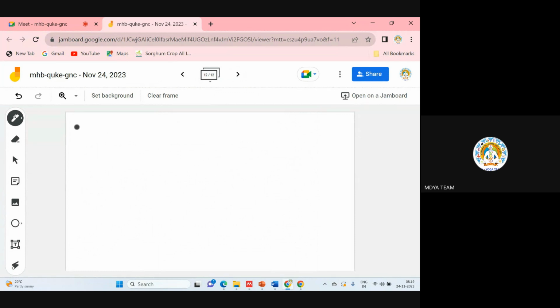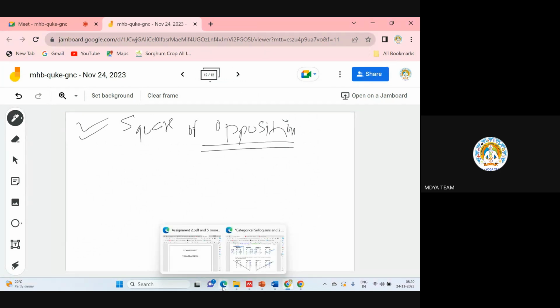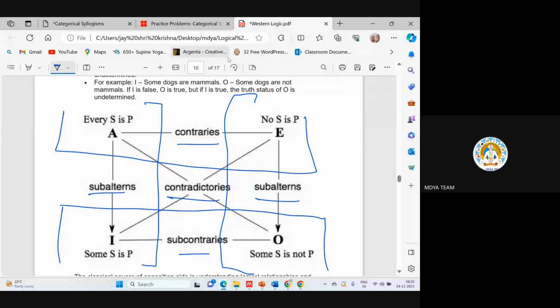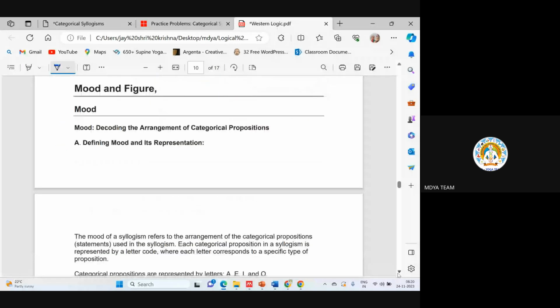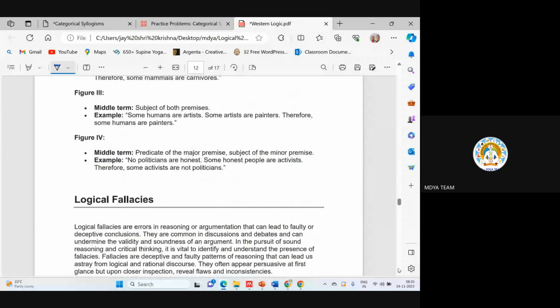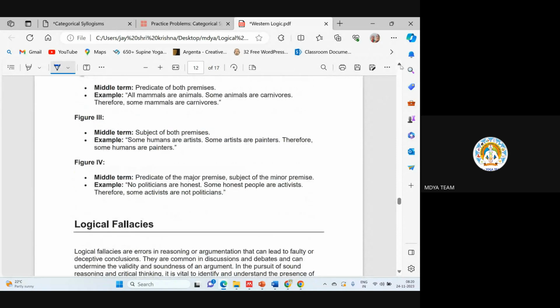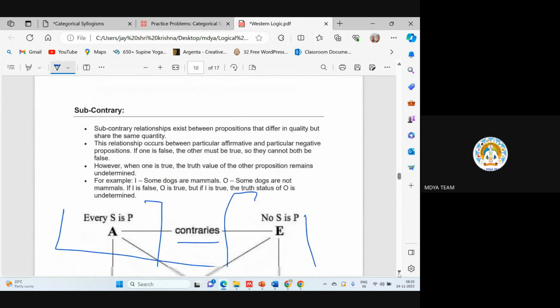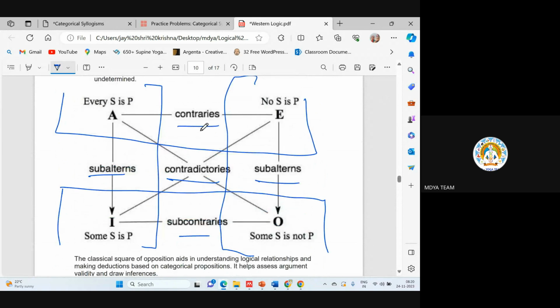Okay, now we will move towards the next topic, square of opposition. So square of opposition. Okay, this is square of opposition.